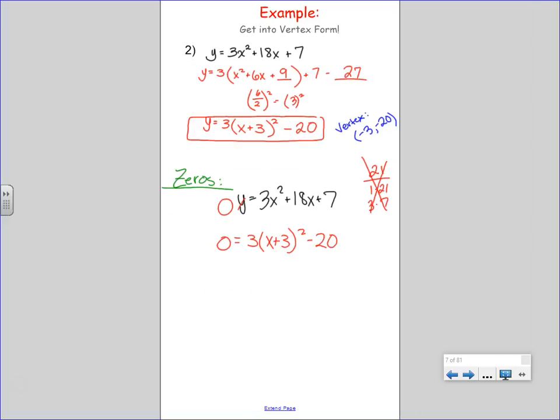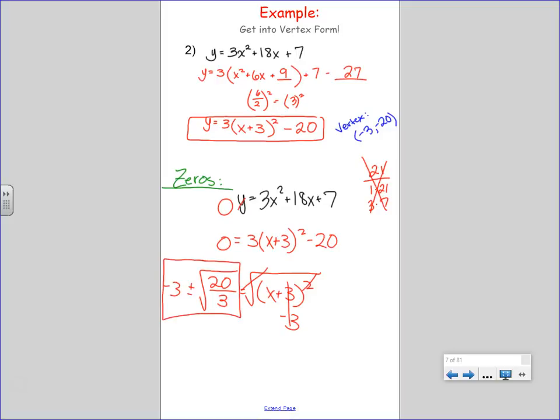Can't I substitute? And say, oh, add the 20. Divide by the 3. Plus or minus square root. Subtract the 3. Guess what the quadratic formula would end in? And I didn't have to remember a song or anything.